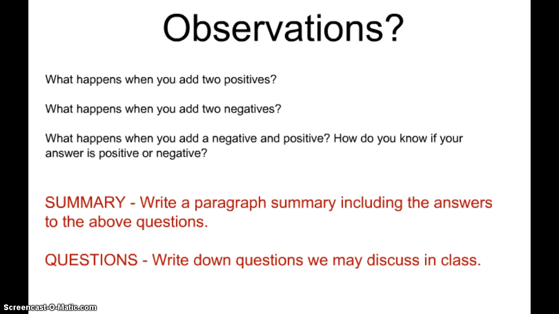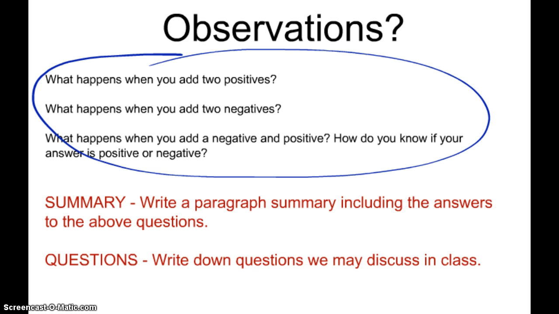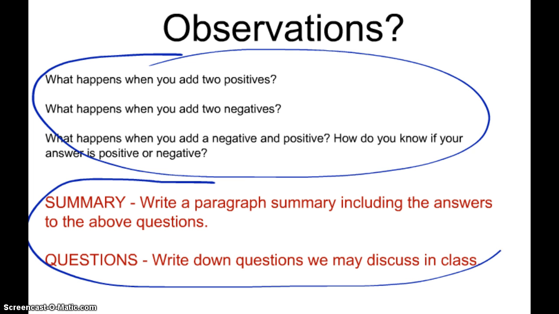All right, now I want you to think about these questions. What happens when you add 2 positives, 2 negatives? What about when you add a negative and a positive? How do you know your answer is positive or negative? Then I want you to write a summary paragraph including the answers to those questions, and I want you to write down questions that we can discuss in class. Guys, make sure that you watch this video several times, because this was actually a lot of information.